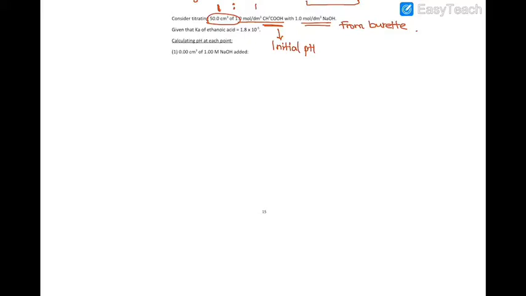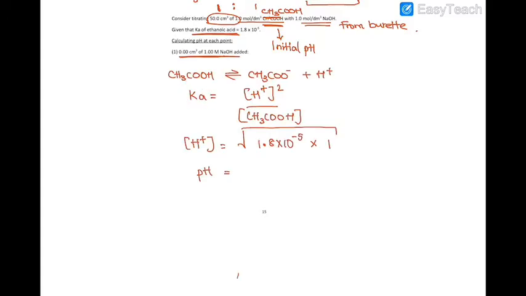Now, let's calculate the pH at each point. So at the beginning, we don't have any NaOH, so we have just the ethanoic acid. So you will need to find the pH of the ethanoic acid. For this, you're given the Ka value, so you can get that from the data booklet. From the Ka value, you can get the H+ concentration using the expression here. And the pH, if you calculate it, you should get a pH of 2.37. So the graph should start at 2.37.